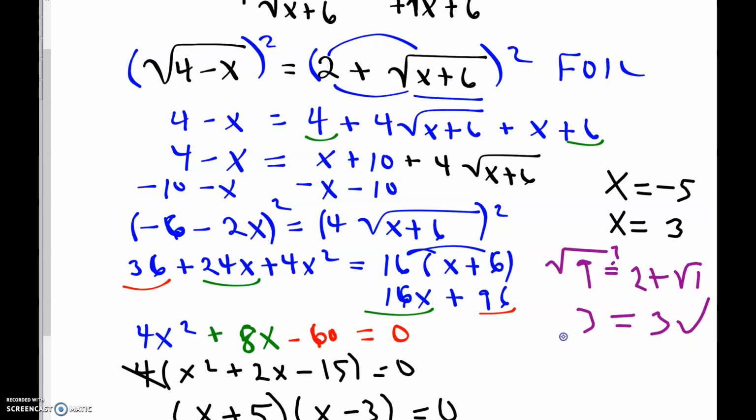Let's try out x equals 3. I don't know why my touchscreen decided to. Okay. X equaling 3, the left hand side would be the square root. That's not even the original.